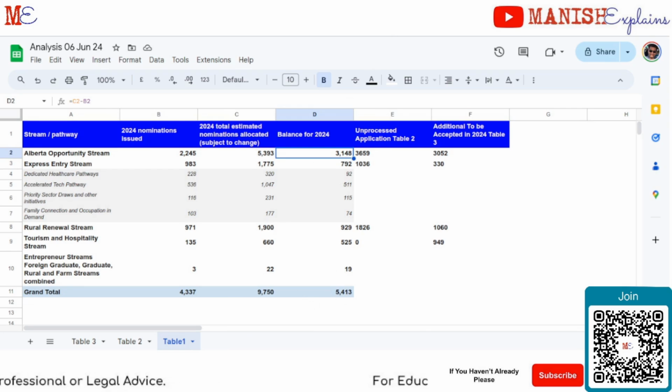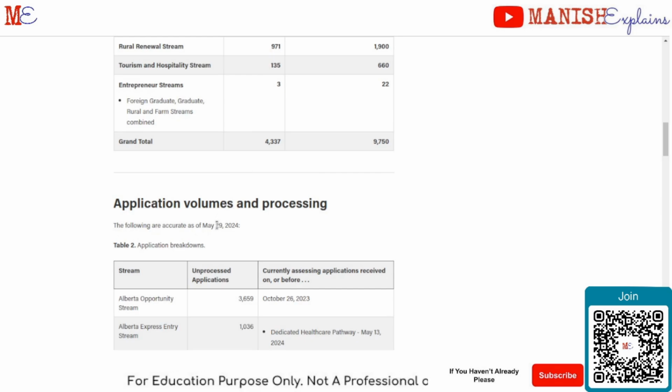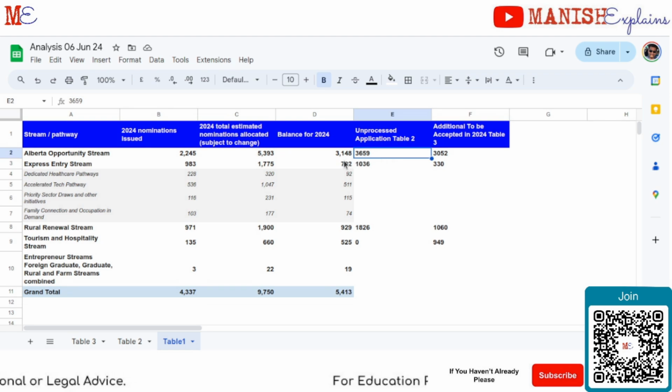Next, in the second table, they have declared numbers on the applications that are currently in process. These are unprocessed applications as of the 29th of May. How many applications are pending? They still have about 6,500 applications pending, out of which 3659 are under AOS. So 3659 applications are pending.